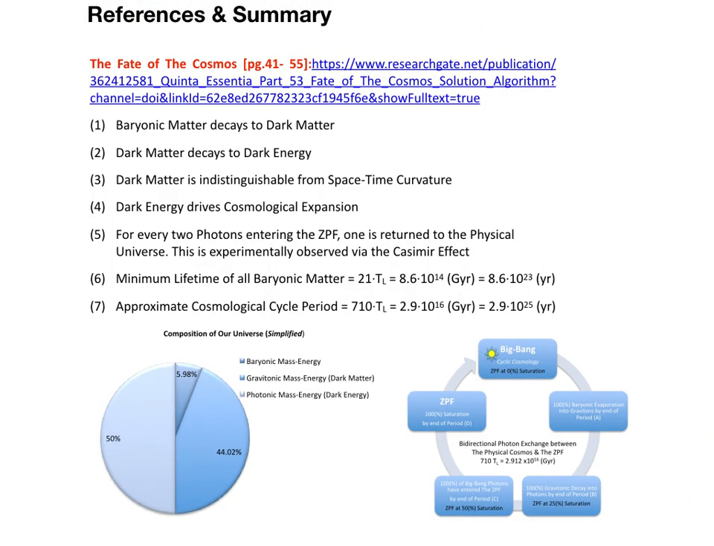Number 1. Baryonic matter decays to dark matter. Number 2. Dark matter decays to dark energy. Number 3. Dark matter is indistinguishable from space-time curvature. Number 4. Dark energy drives cosmological expansion. Number 5. For every 2 photons entering the zero-point field, 1 is returned to the physical universe. This is experimentally observed via the Casimir effect. Number 6. The minimum lifetime of all baryonic matter has been calculated. And number 7. An approximate value of cosmological cycle period has also been calculated.